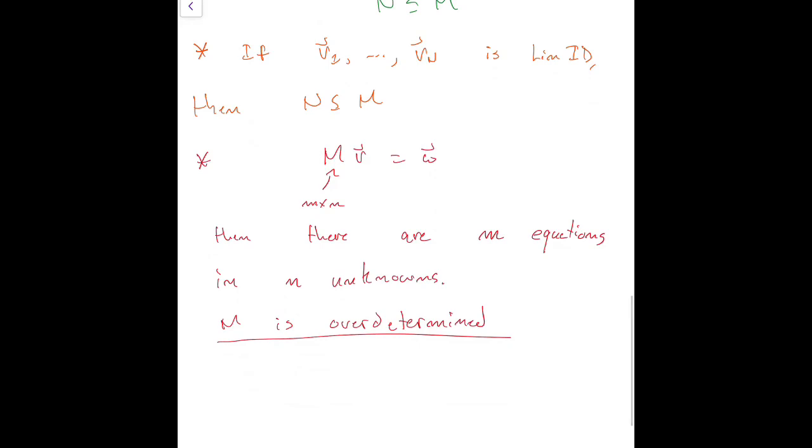But if M is overdetermined, that means there's more equations than variables, which means that m is greater than or equal to n. So again, that illustrates this idea that linear independence, injectivity, and uniqueness of solutions to systems of equations are all just different ways of talking about the same thing. And this thing with m being greater than or equal to n is just one manifestation of that.